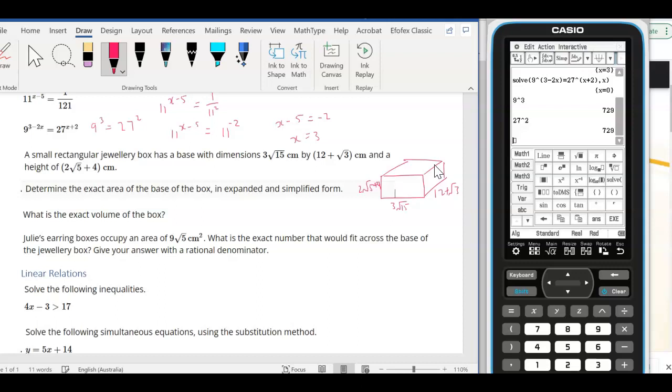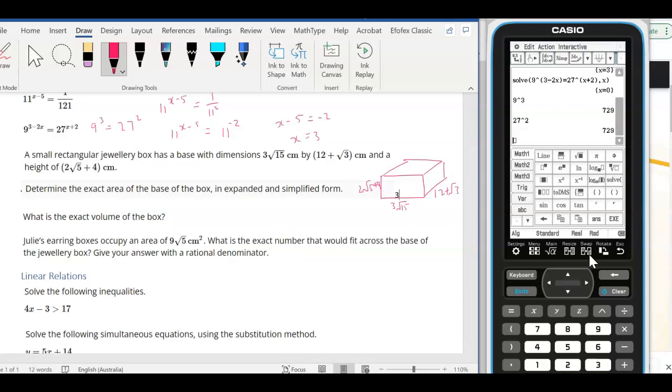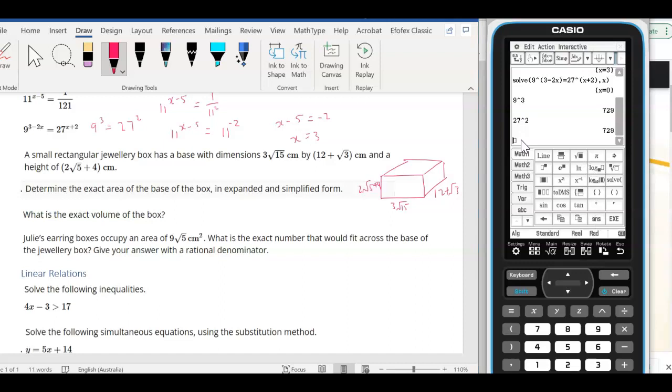All right. Determine the exact area of the base. So we have to make sure those two are on the base. Now, on your calculator, 3√15, and then we're multiplying that because the area of a rectangle is length times width. 3√15 times (12 + √3).